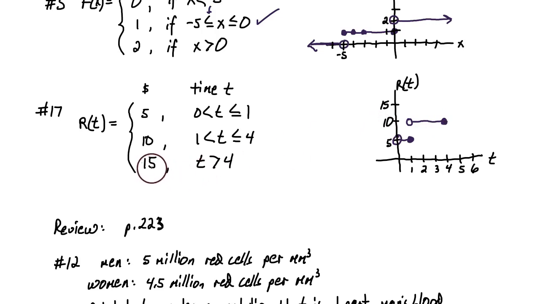Our final price is $15, and that begins when t is greater than 4. So here's where t is 4. Go straight up till you get to 15, mark it with an open dot, and then extend to the right forever. This graph represents the different rental costs depending upon how many days we rent the equipment for.